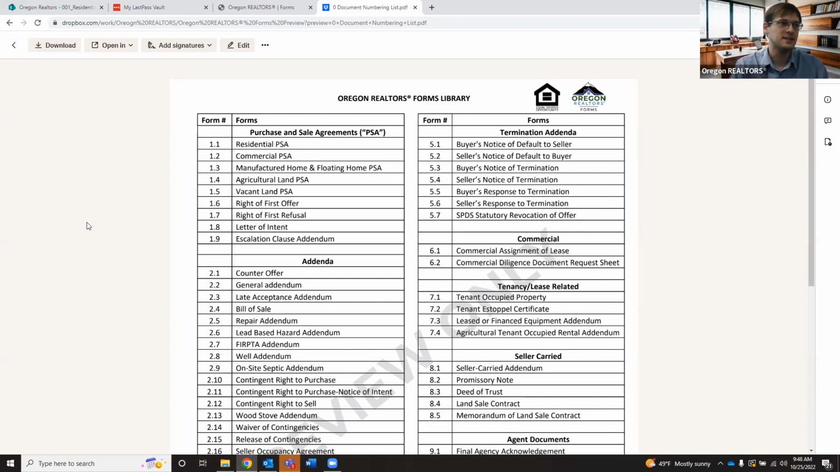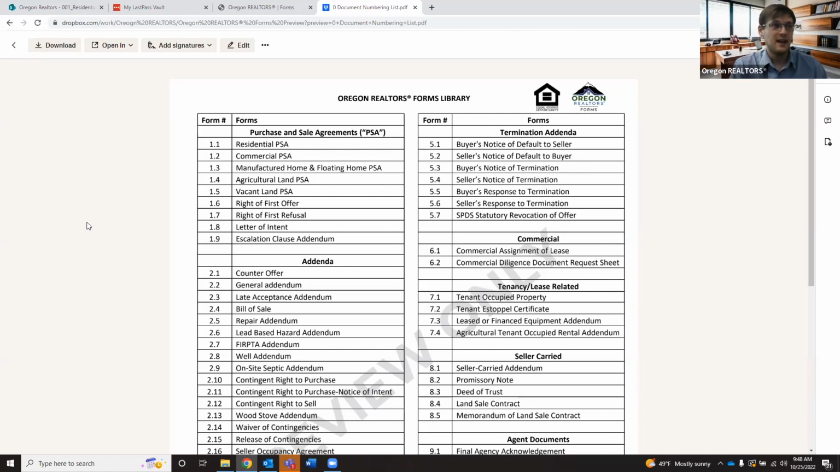Escalation clause, same process. So in our purchase and sale agreement section, we have residential, commercial, manufactured home, and floating homes. So these are the titled objects that don't actually exist as real property in many cases. That document can also be used for those instances where you have a manufactured home that is on a space that is owned by the party. So you own the land underneath it and you own the manufactured home, but you haven't titled or fixed the property to the land. Same purchase and sale agreement works for that.